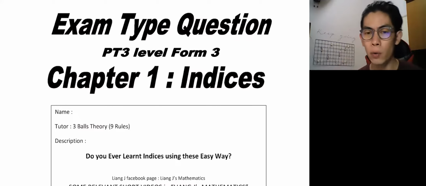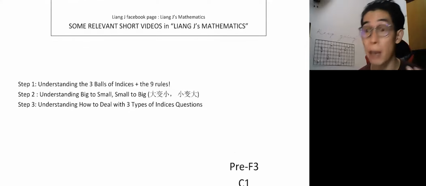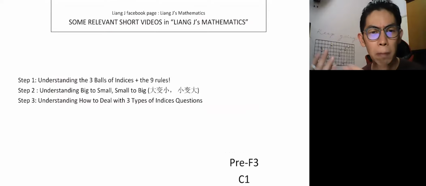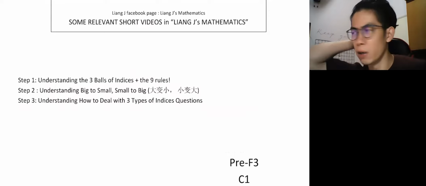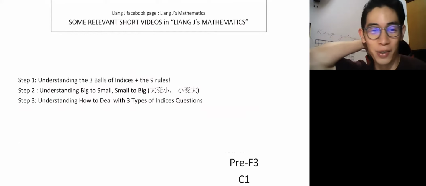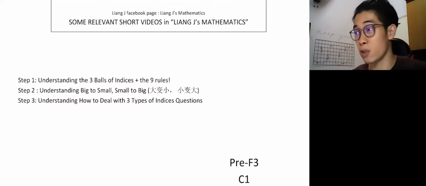So I further move down. As you can see, I put here step 1. We have to understand the 3 balls of indices, which I separately designed already. After that, what else do we have? Understanding big to small, small to big. So what's the meaning of big to small, small to big? You will know. Then understanding how to deal with the 3 types of indices questions.